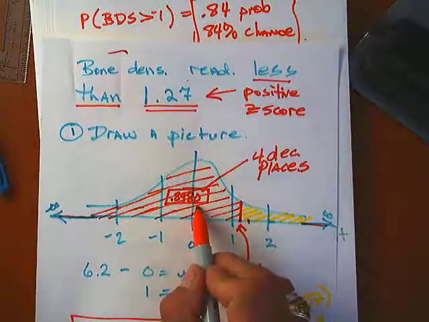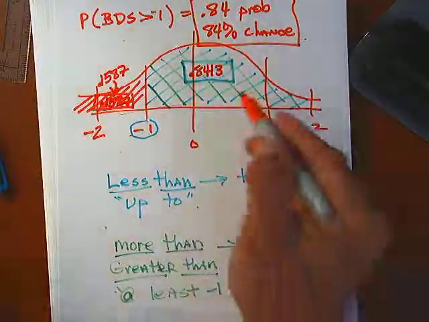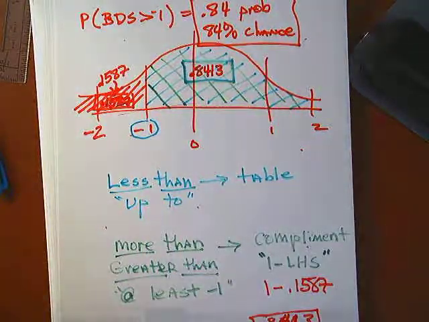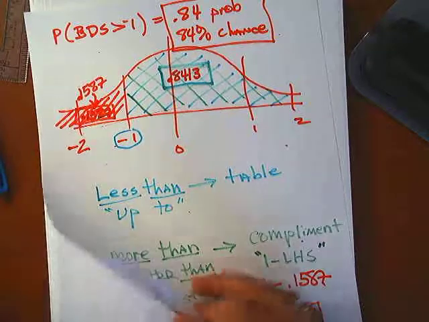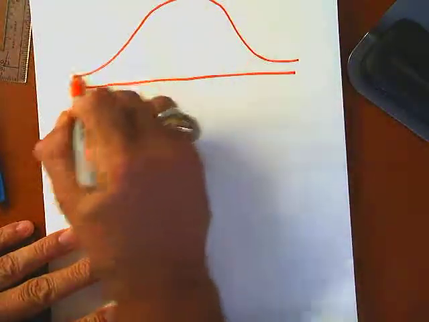So the probability of a number being greater than -1 is 0.84, or an 84% chance. And that's how you find that one.